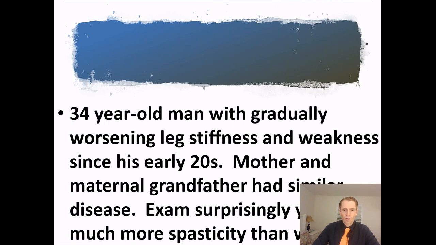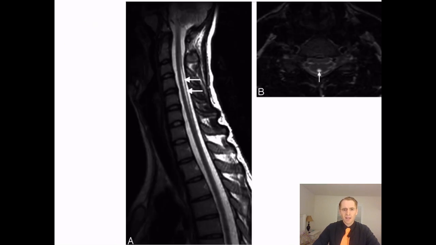This is a 34-year-old man with gradually worsening leg stiffness and weakness. His mother and maternal grandfather had a very similar disease. Exam surprisingly shows that he's not that weak, but he's very stiff in the legs. MRI scan shows a linear lesion, which is actually a dilated and posterior central canal.